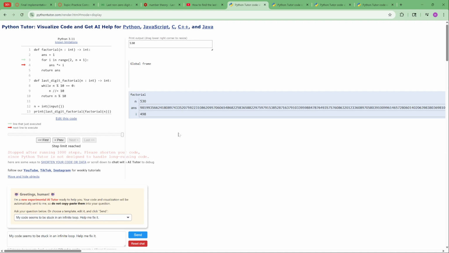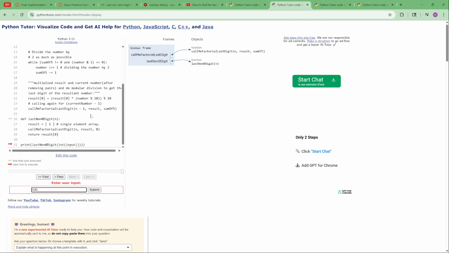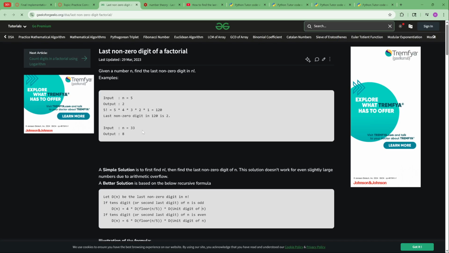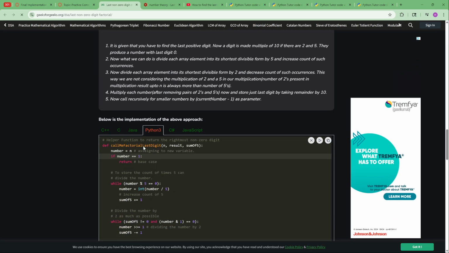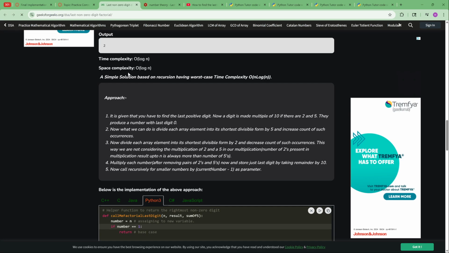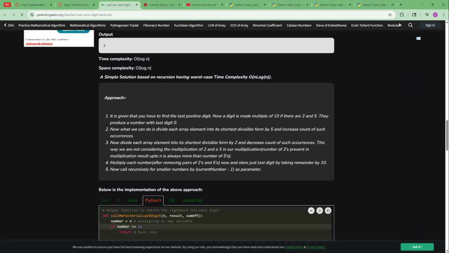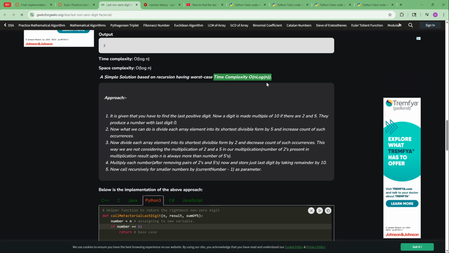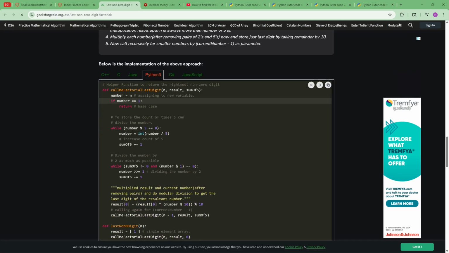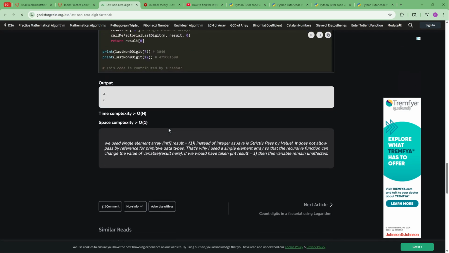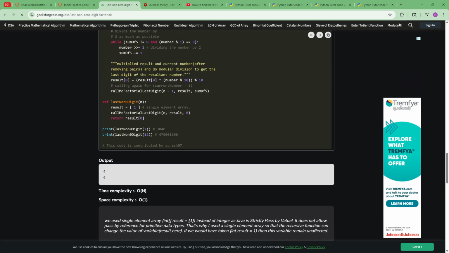Yeah, so not optimal at all. Next one. So this is the Geeks for Geeks solution right here at the very bottom. I think it says it has a worse time complexity of O(n log n). But yeah, this is their solution. I wanted to test it out and just see how it worked.